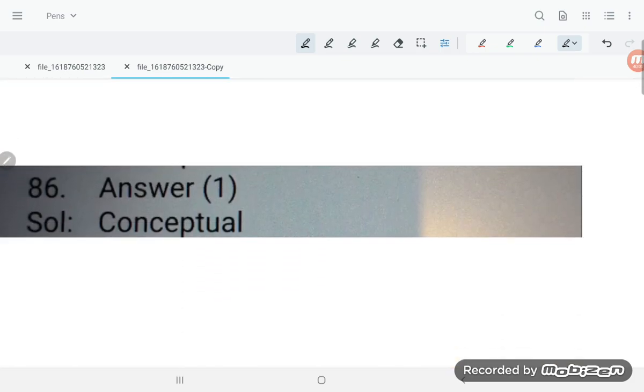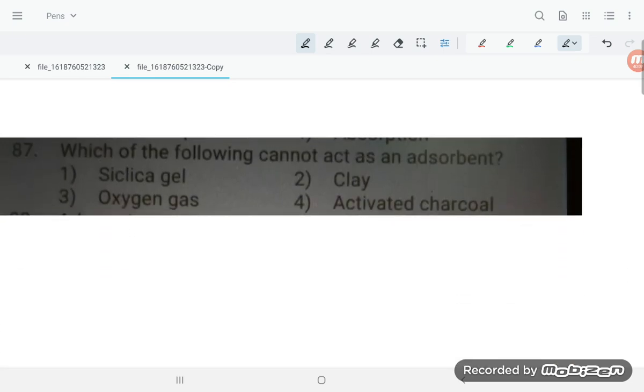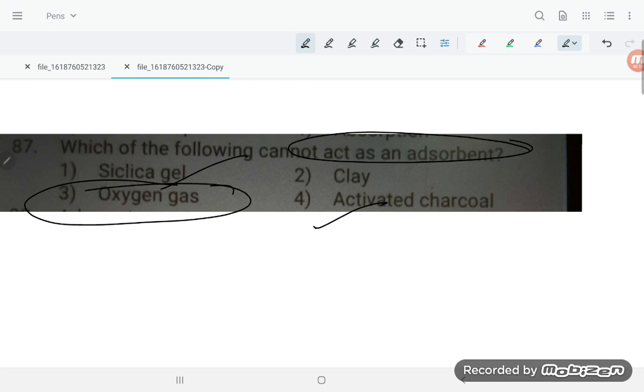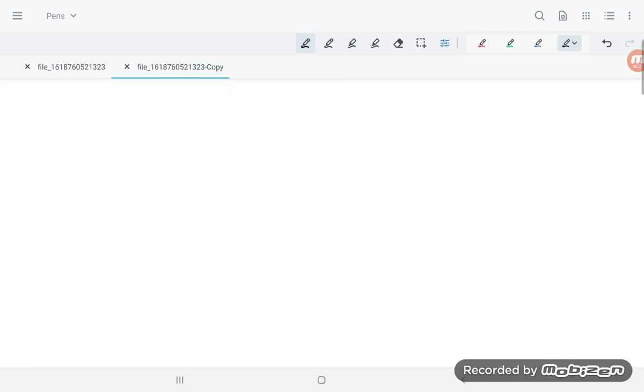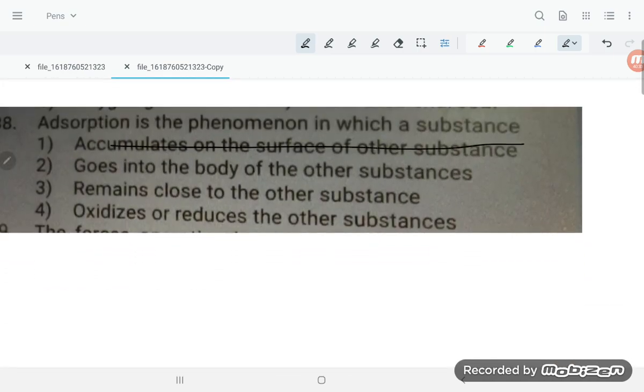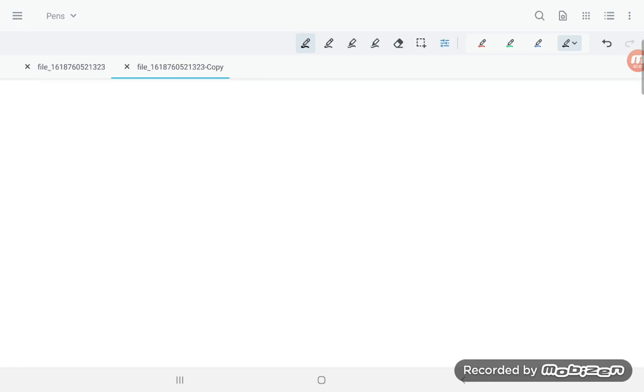Now let us move on to the next problem. Problem 87. Which of the following cannot act as the adsorbent? Clay, activated charcoal will act, silica gel. Okay, oxygen gas cannot act as an adsorbent. So 87, option number third. So this is the correct one. Now let us move on to 88. Adsorption is the phenomenon in which substance accumulates on the surface of the other substance. So the first itself is correct, student. The 88 answer was itself correct. No need to read out the other answers.